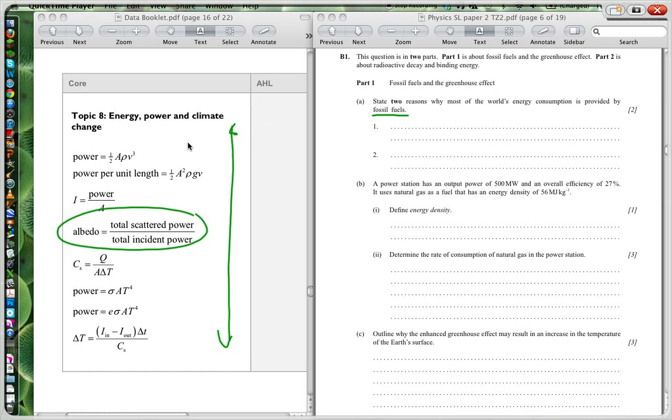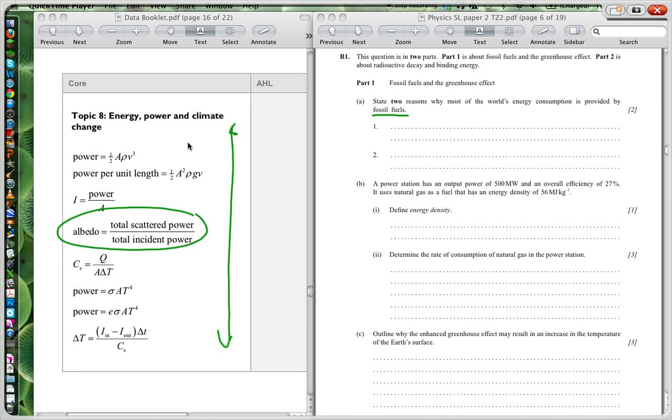Another reason for it is that the power stations can be built close to the sources. Because we're able to transport electricity quite far, you can put the power stations close by, and they are of a high energy density. So I don't really feel like writing anything there. I hope you got all of that.